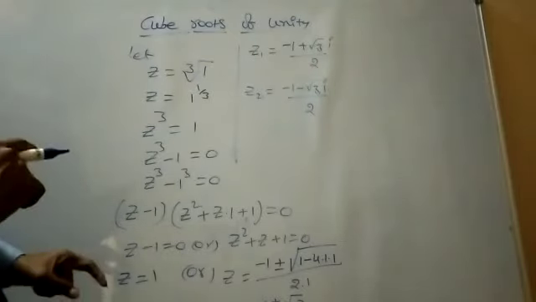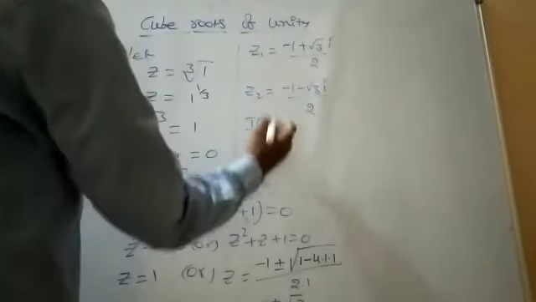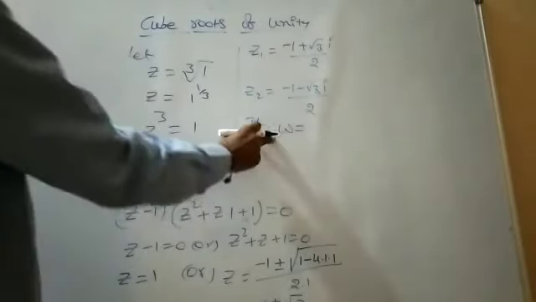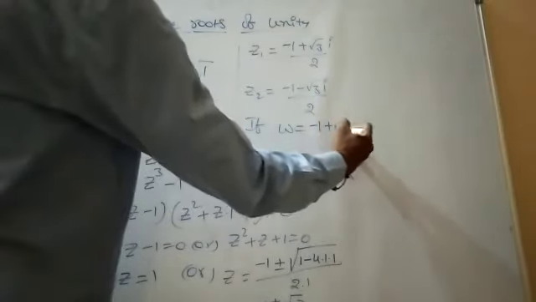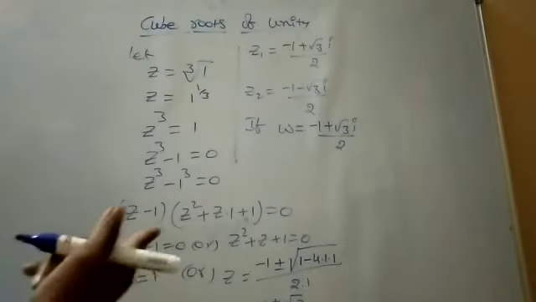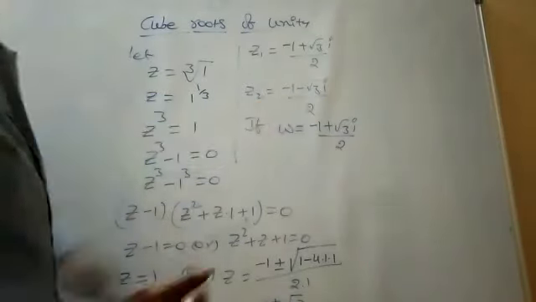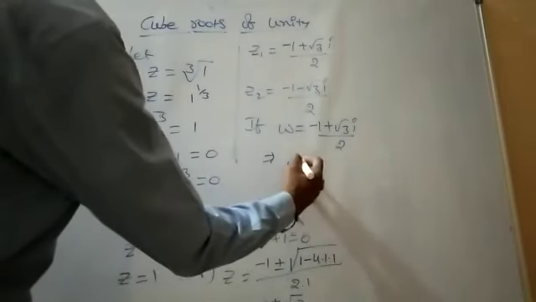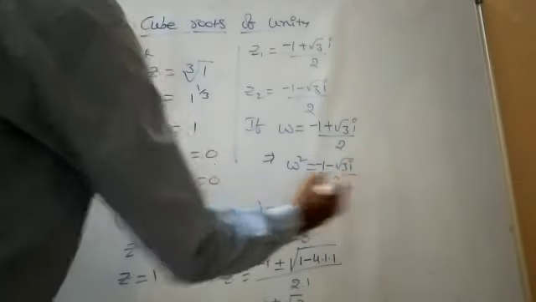Now, in complex numbers, these two roots are named: if the first one is omega, one new symbol, that is omega. If omega is equal to minus 1 plus root 3 i by 2, automatically the second one is omega square. If you square this, you will get the second root. Okay, check it. Now that implies omega square is equal to minus 1 minus root 3 i by 2.